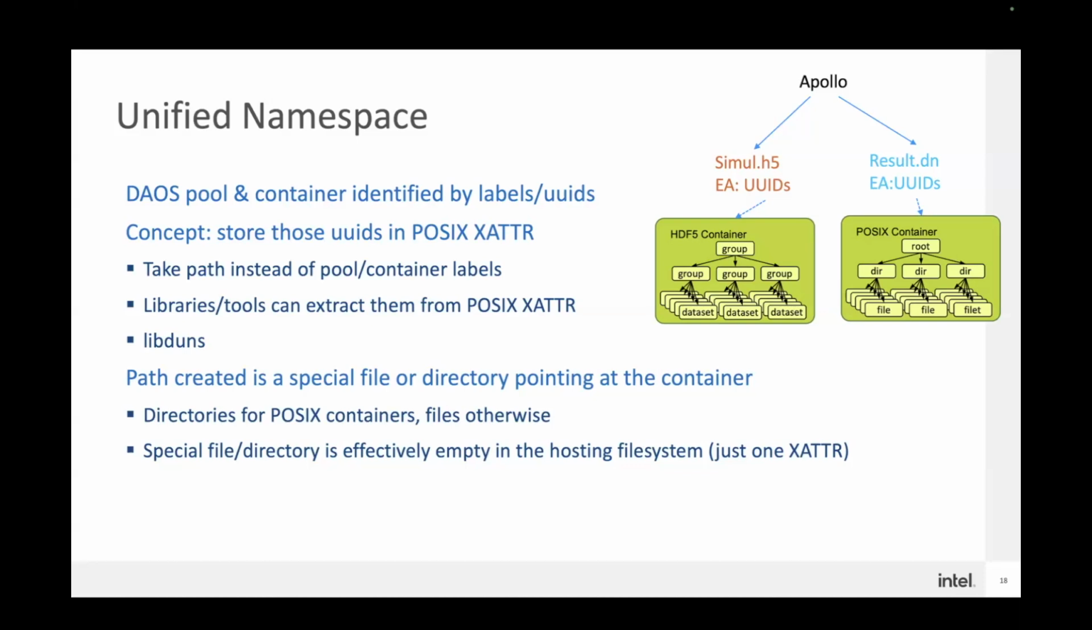That path name will actually be a directory, and that directory will have extended attributes. The extended attributes will have the UUIDs of the pool and the container in DAOS, such that you can use that file as a substitution for those two pieces of data in most of the DAOS processes. I don't have an example, and I'm sorry about that, but watch our user-facing documentation for updates on the unified namespace with Lustre.